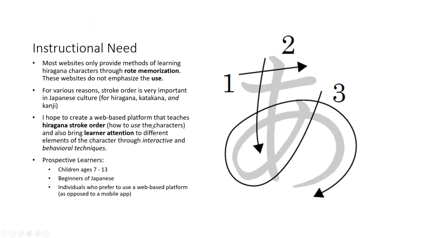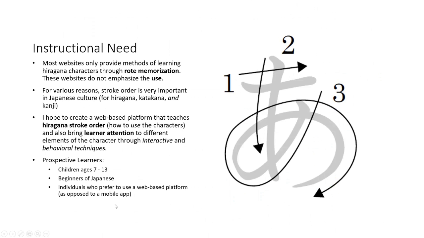When trying to learn hiragana online, most websites only provide ways to learn them through rote memorization, and they don't necessarily teach how to use the characters or how to write them. Stroke order is fairly important when it comes to writing these characters, not only for cultural reasons, but it also improves penmanship, allowing the characters to be recognizable. I hope to make an application that teaches learners about these strokes and also to bring attention to different elements of the characters, such as where the lines curve, where you should put tails, which is not in this example, and I hope to do all of that through interactive and behavioral techniques.